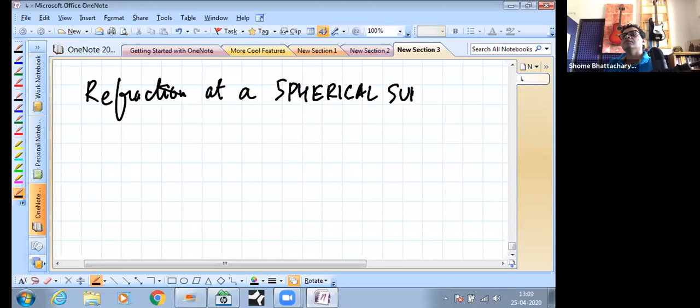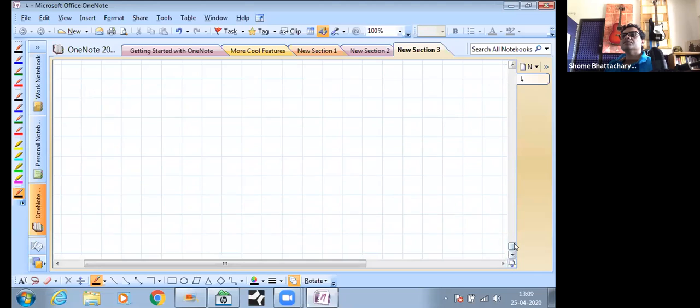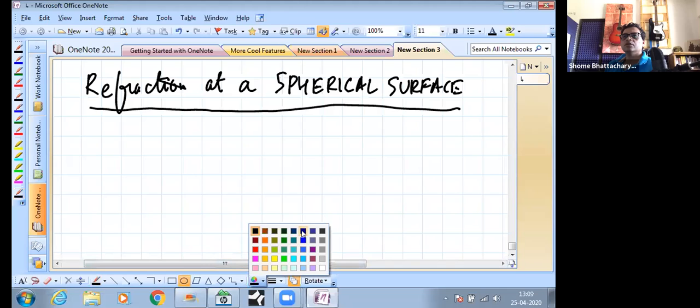Okay, and we will see that just like for spherical mirrors, where we had 2 cases, convex and concave, here we'll actually have 4 cases: convex surface from denser to rarer, convex surface from rarer to denser, and vice versa for concave. But we'll see that for all of them there is only one common formula. So let us get down to that.